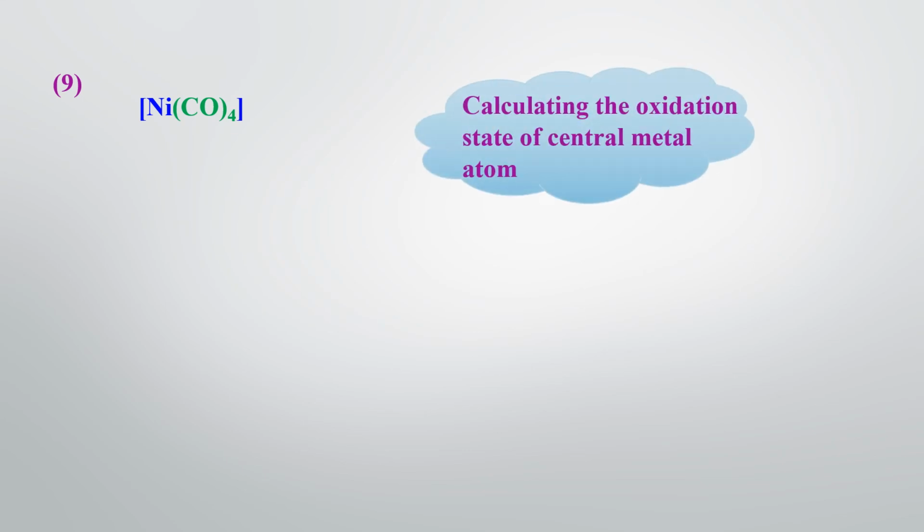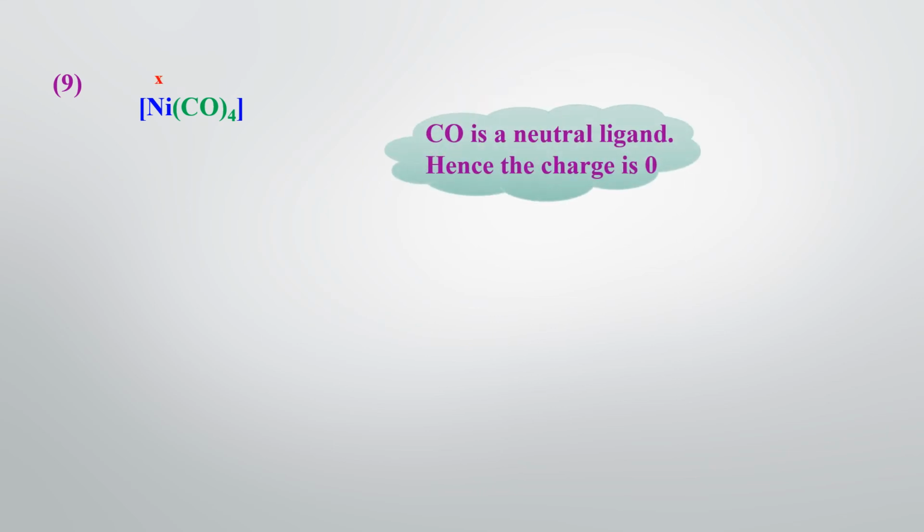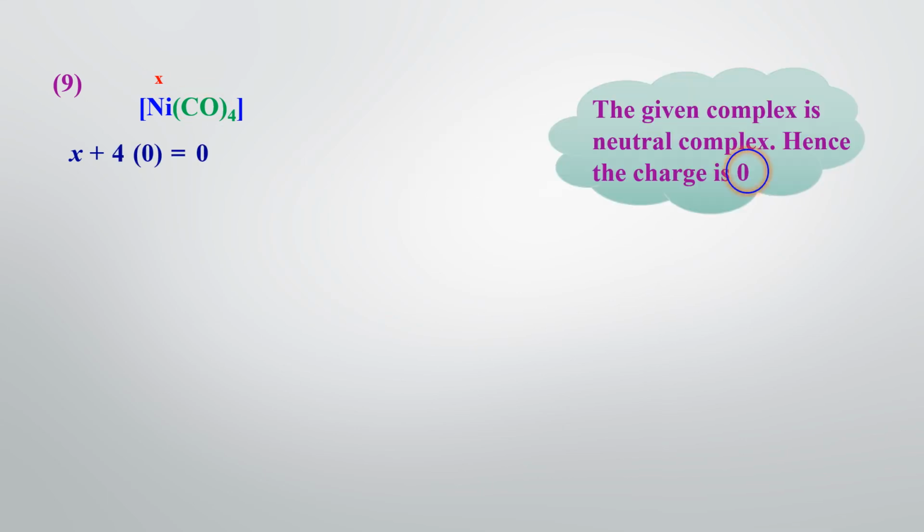Now the last one is a coordination complex which does not have any charge. So it is neither a cationic nor an anionic complex, it is a neutral complex. If you calculate the oxidation state here, carbonyl is a neutral ligand, so you will get X is equal to 0. That is the oxidation state of the metal.